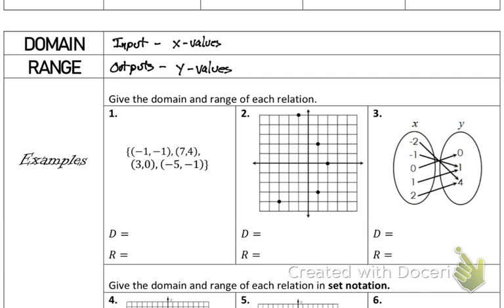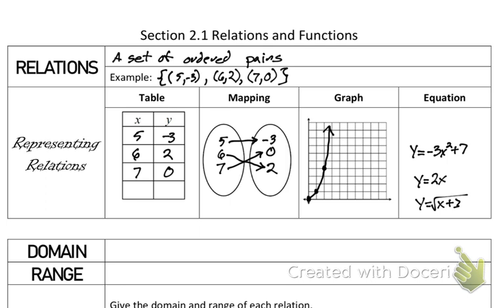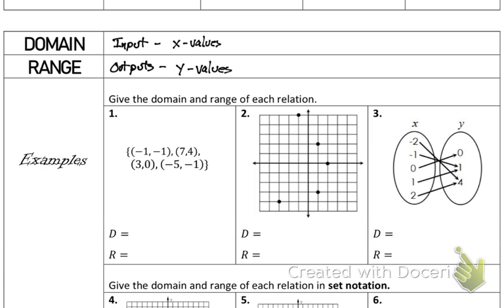We could definitely change that. I could have rewritten these as being x equals negative 3y squared plus 7. That would make y my input and x my output. We traditionally don't. Traditionally, x is our input and y is our output. So when I talk about domain, we're thinking about what are my x values, outputs, what are my y values.